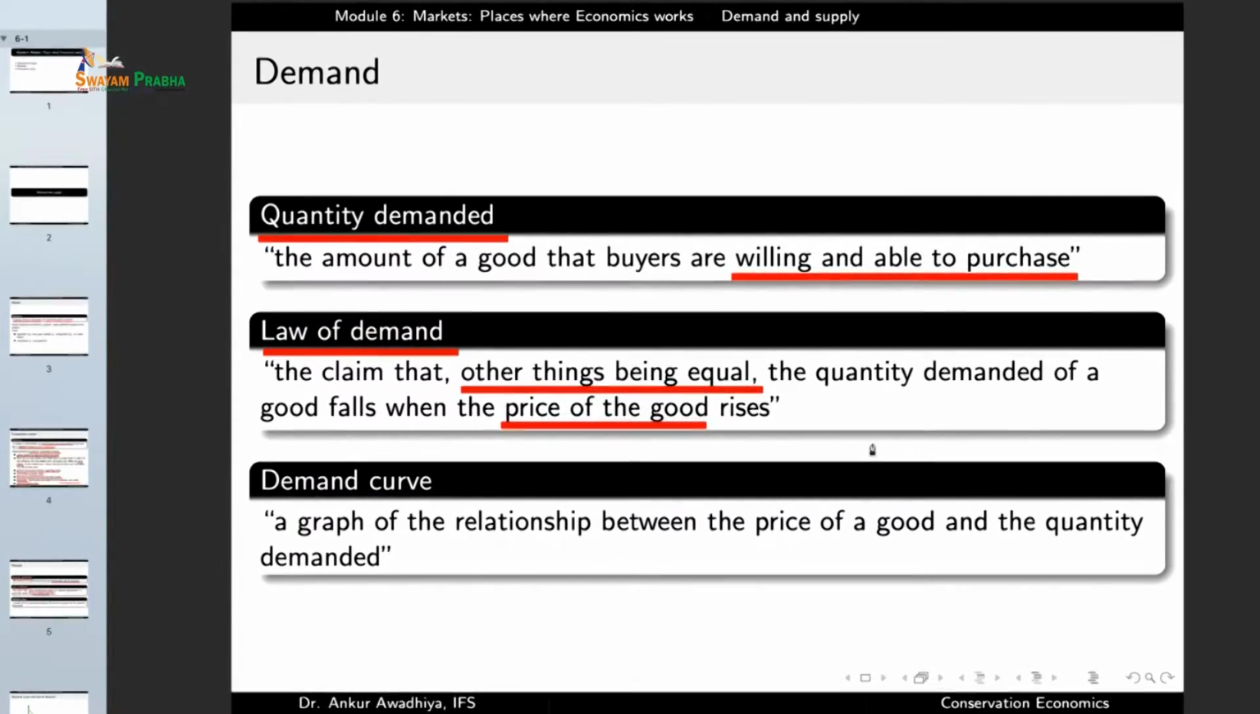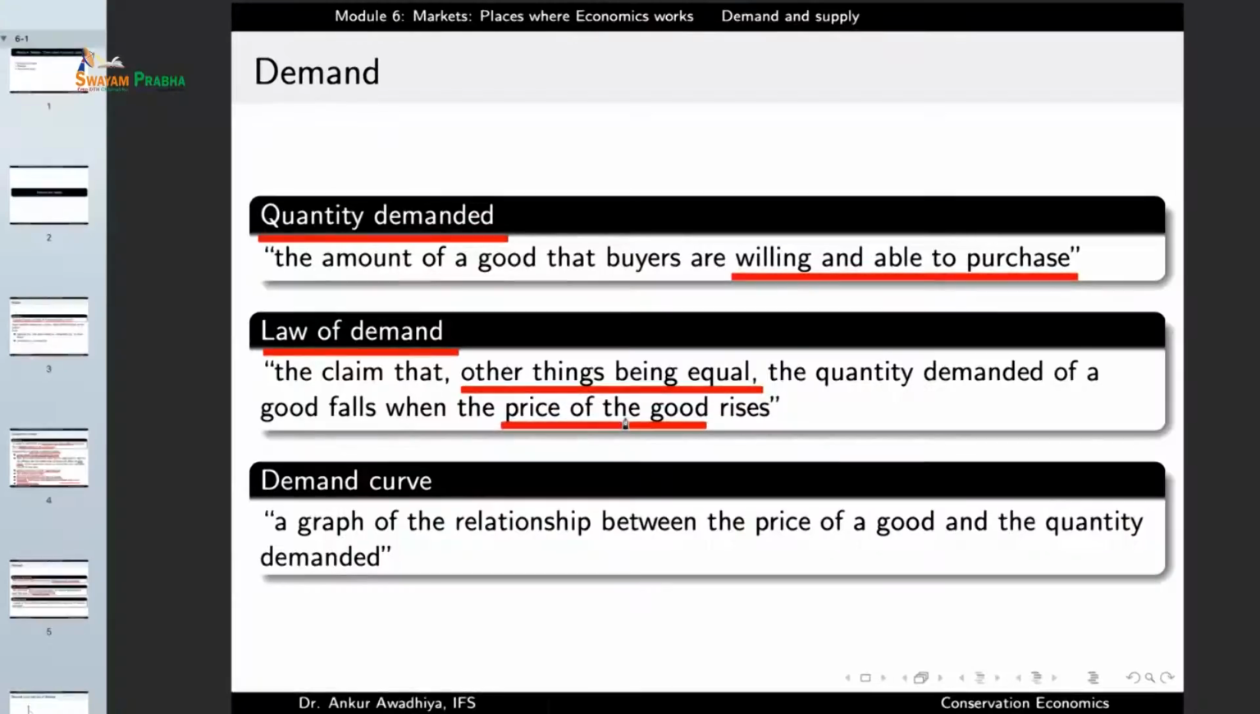Everything else remains the same. The quality of good remains the same. The social structure that is there in the society remains the same. The level of advertisement remains the same. The transaction cost remains the same. If everything else remains the same, then if you change the price of a good, what will happen to the quantity demanded? So here, what we are saying is that, suppose in a market, mangoes are available for, say, 30 rupees a kg. If the price goes up, if the price is now 40 rupees a kg, will people still be demanding the same amount of mangoes, or will the demand change?